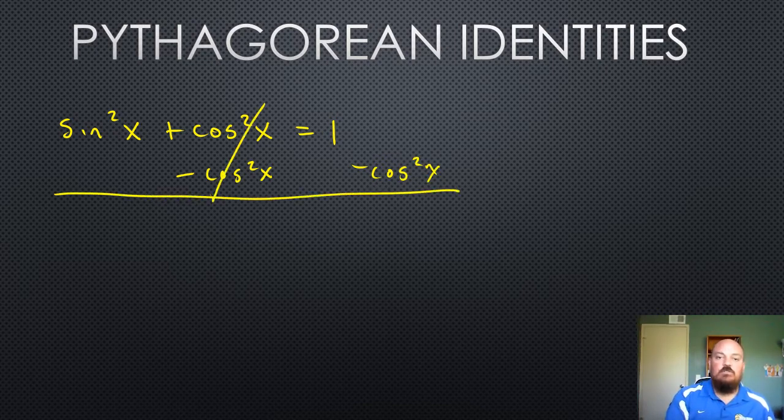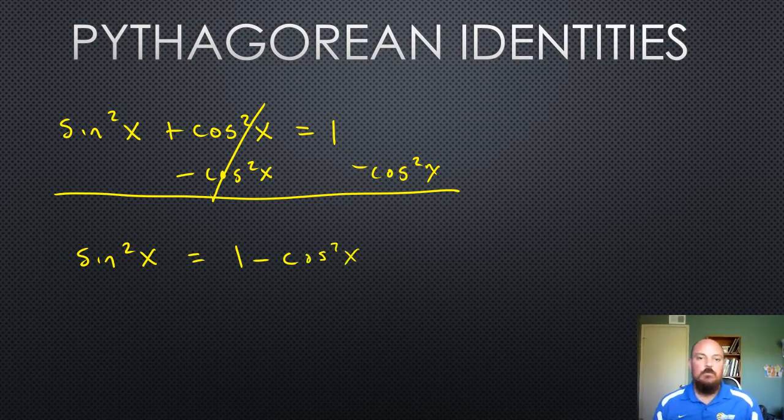And cancel that cosine squared x out. Now what you end up with is sine squared x equals 1 minus cosine squared x. Now, we don't really consider that one of the versions of the Pythagorean identity, but it's very important because that's your relationship between sine and cosine. If you ever want to turn sines into cosines or vice versa, that's how you do it.